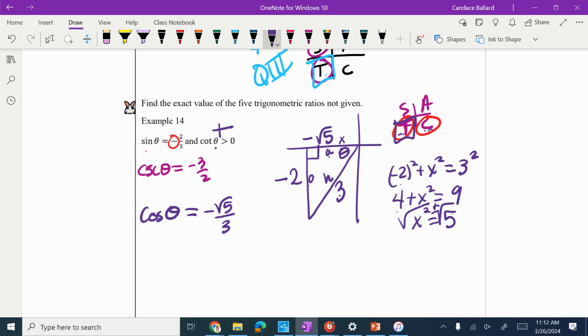What do I get for free from cosine? Secant, the reciprocal, right? So I'm going to flip that over. Negative 3 over square root of 5. And remember, my negative is just floating out in front. Do I get to leave it like that? No. What's the process called? Good. Rationalize. So I get negative 3 square root of 5.